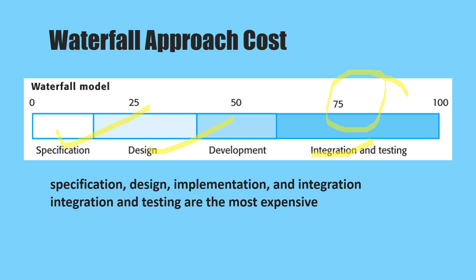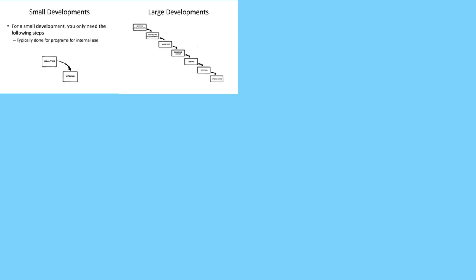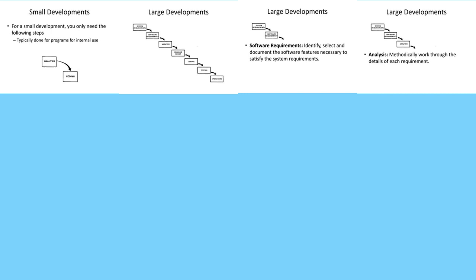Small developments. For a small development, you only need the following steps, typically done for programs for internal use. But for large development, system requirements: identify, select and document functional, scheduling and financial requirements. Software requirements: simply identify, select and document the software features necessary to satisfy the system requirements.